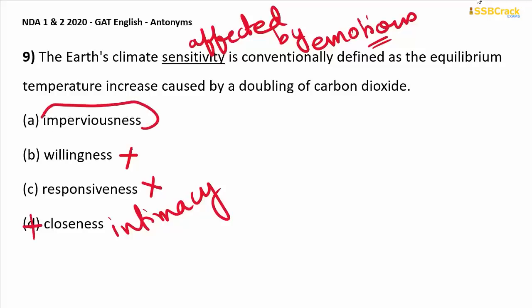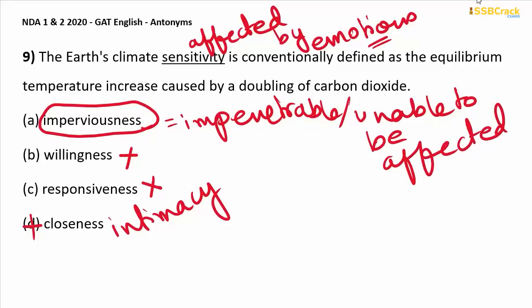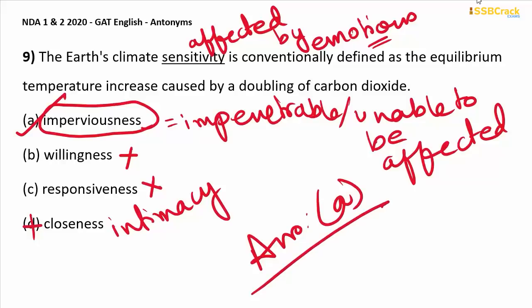You're left with option A, which is imperviousness. Imperviousness means impenetrable or unable to be affected. So this obviously is the antonym or opposite of sensitivity. Sensitivity means when you are affected by emotions, and imperviousness is when you are unable to be affected. So imperviousness is the antonym of sensitivity. So your answer is option A, right?